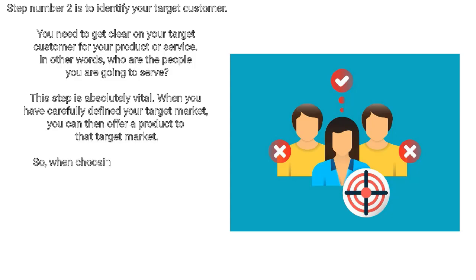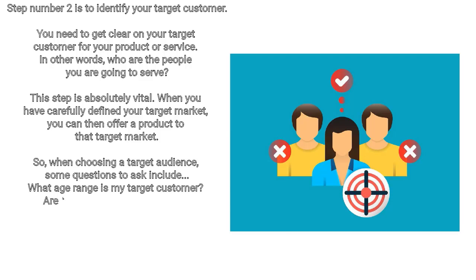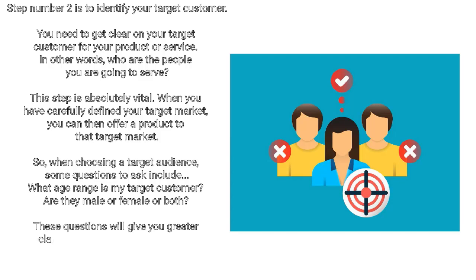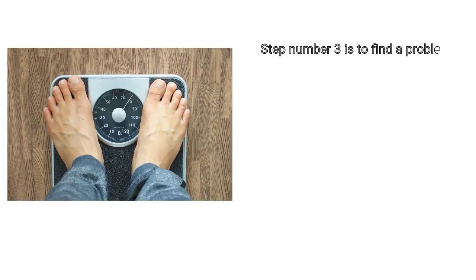So, when choosing a target audience, some questions to ask include: what age range is my target customer? Are they male or female or both? These questions will give you greater clarity over exactly who your target audience is for the business model that you have. Step number 3 is to find a problem to solve in the market.